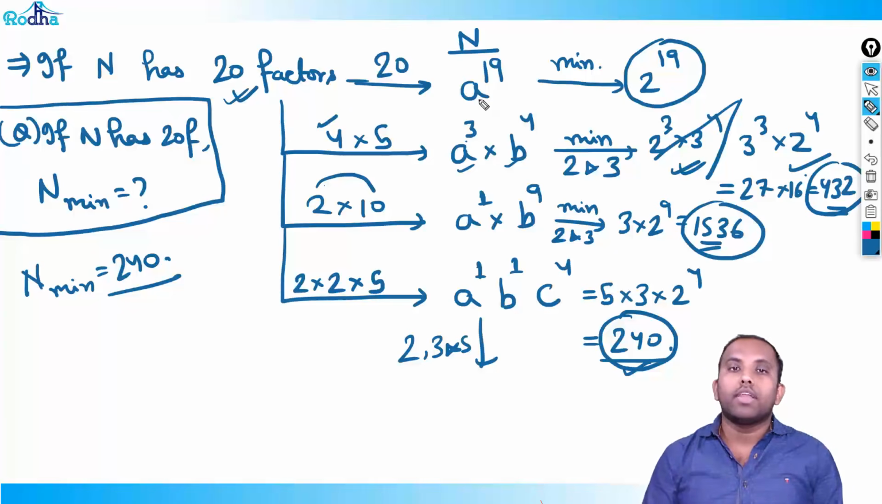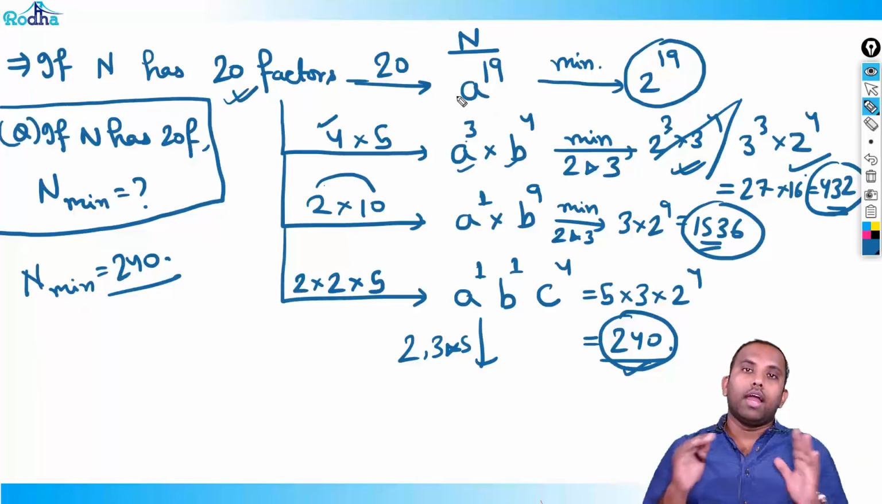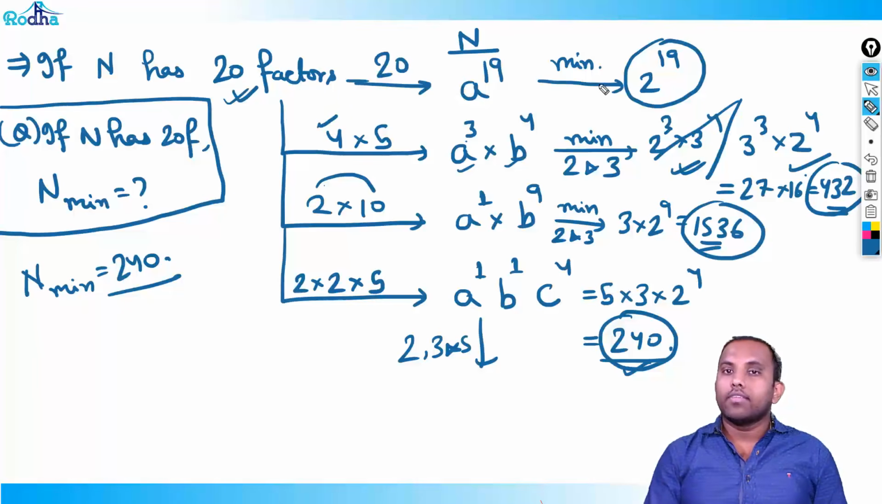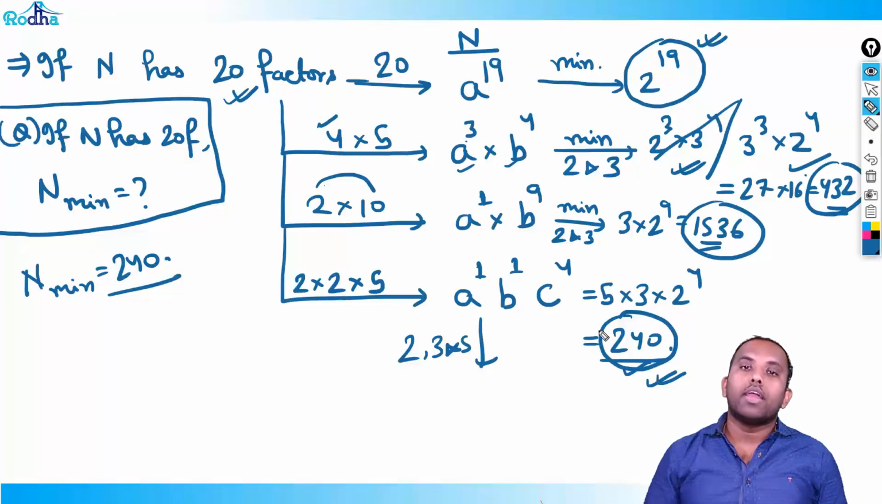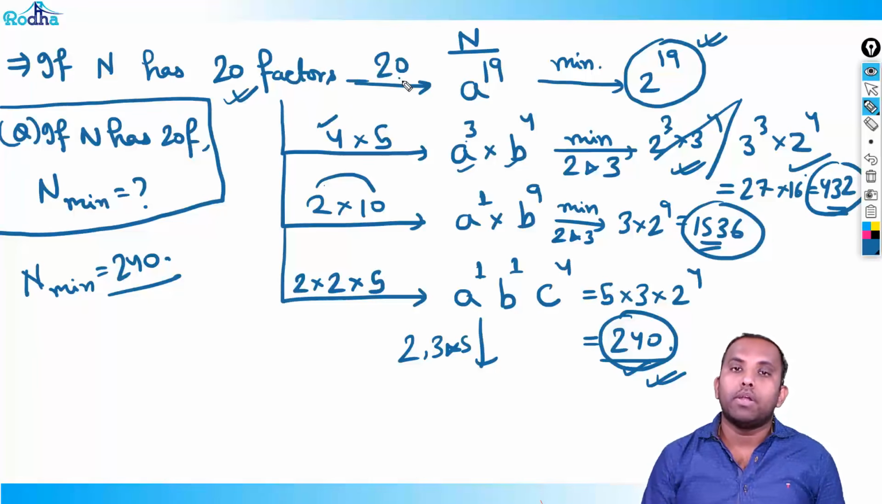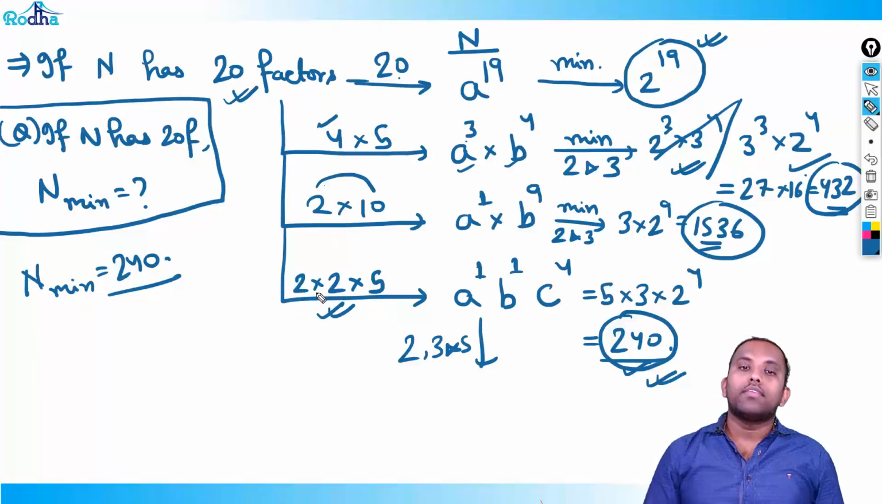Now you can observe a pattern here: when n is of the form a raised to 19, that means when I didn't split n at all, the minimum value will be 2 raised to 19, which is much more than 240. Because 240 comes when we have split n the maximum. So n is 20 and 20 has been split into its maximum, 3 parts here. So in this case I'm getting the minimum value of n.